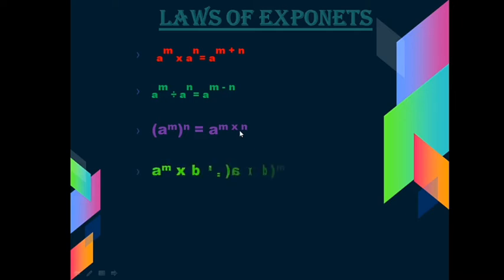Next is a raised to the power m into b raised to the power m equals a into b whole raised to the power m. When bases are different, exponents are same, and it is given in the form of multiplication, at that time we have to multiply the bases and we will take the exponent as common for the whole.